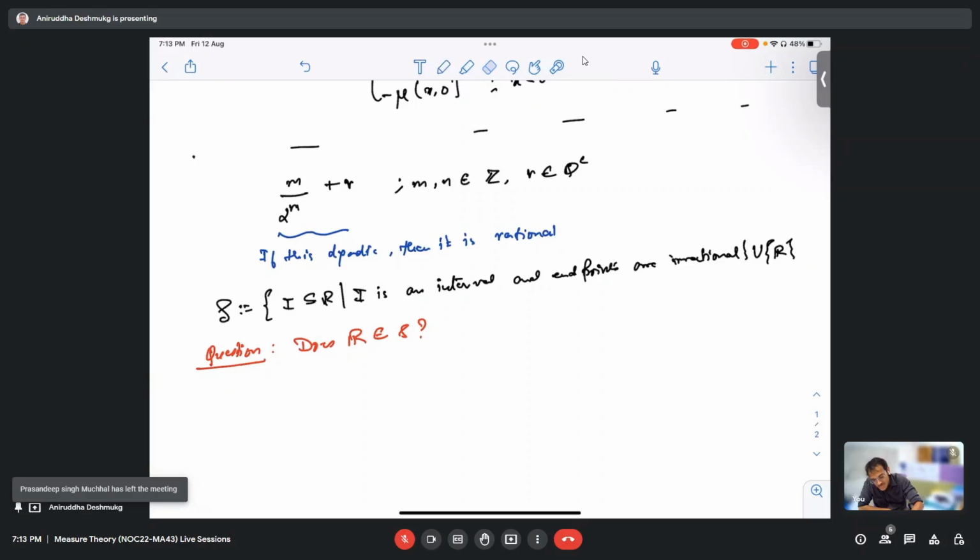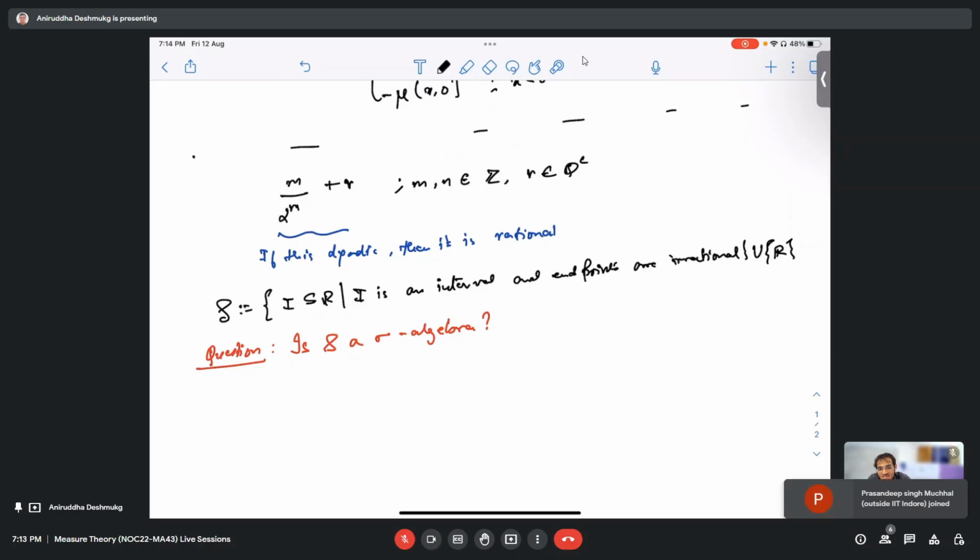Now does S form a sigma algebra? Again the question is, is S a sigma algebra? What do you think? Yes, sir, a sigma algebra. Are you sure? Why is it a sigma algebra? Again, let us see what all things we have to check. Boundary points are also included, sir. Yeah, that is okay.